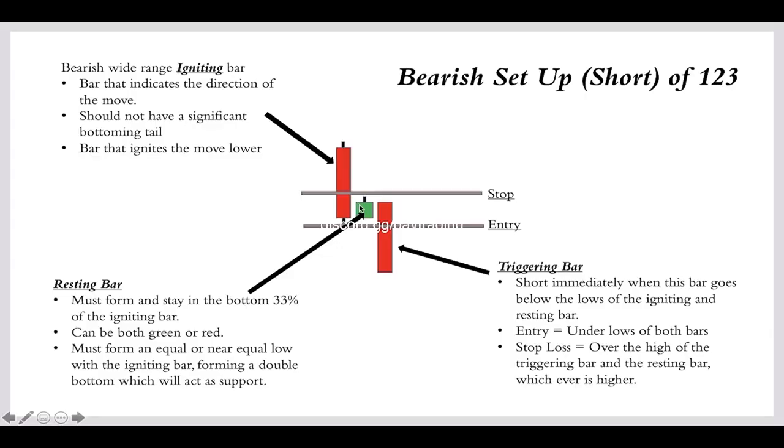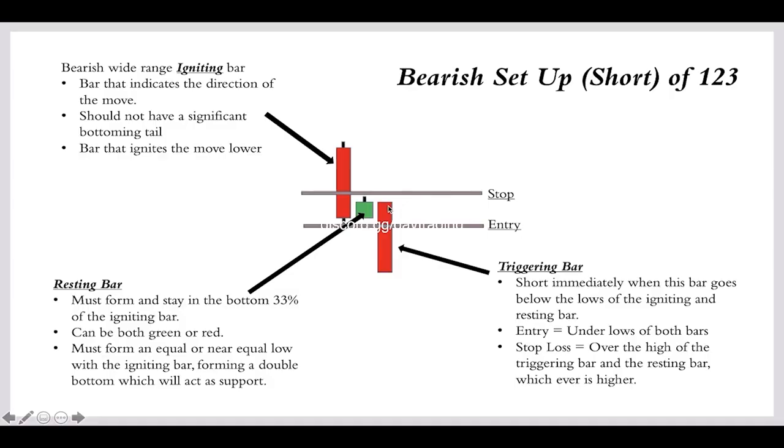Next, we have the resting bar that's forming and staying in the bottom 33% of the igniting bar. So it has to kind of form and stay in the bottom third of this igniting bar. It's not always going to do that. In trading, nothing is ever really exactly perfect. But ideally, the textbook version, you want to have this resting candle be in the bottom 33% of this igniting bar. It doesn't matter if it's green or red. And ideally, you want it to form near equal or equal lows with the igniting bar, right? You want the low of this bar to be near the low of the igniting candle, because that's going to create an area of support.